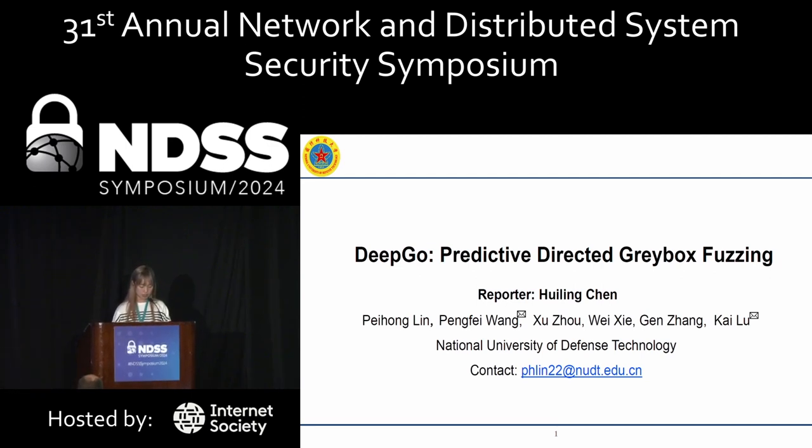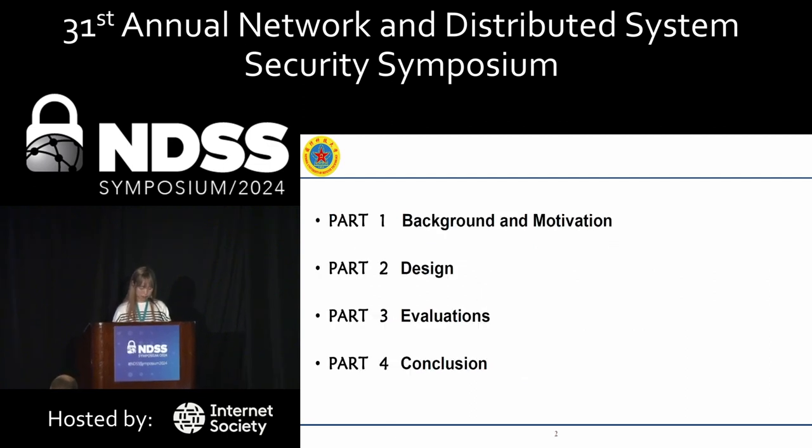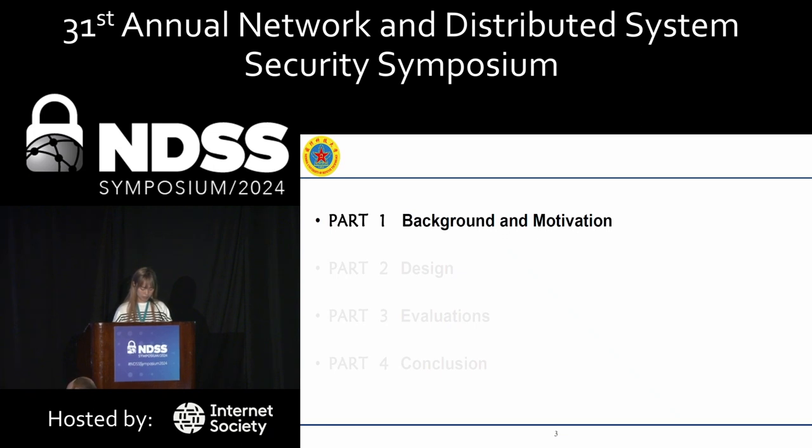Hello, everyone. The author can't come to the conference due to a visa issue, so I will present on their behalf. The paper title is DeepGo: Predictive Directed Greybox Fuzzing. My presentation is divided into four parts, including background, motivation, design, evaluation, and conclusion. The first part is background and motivation.